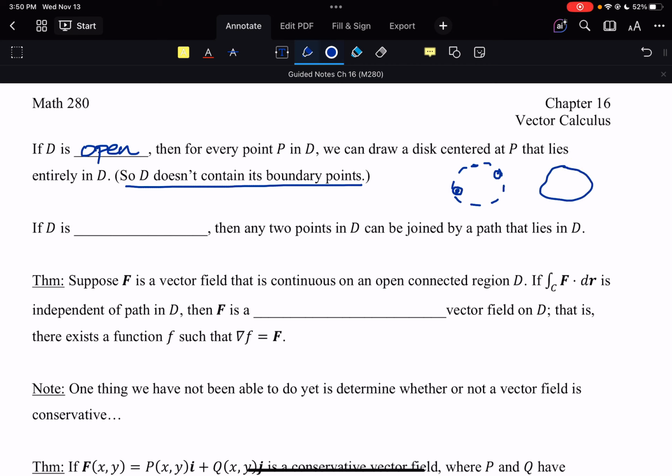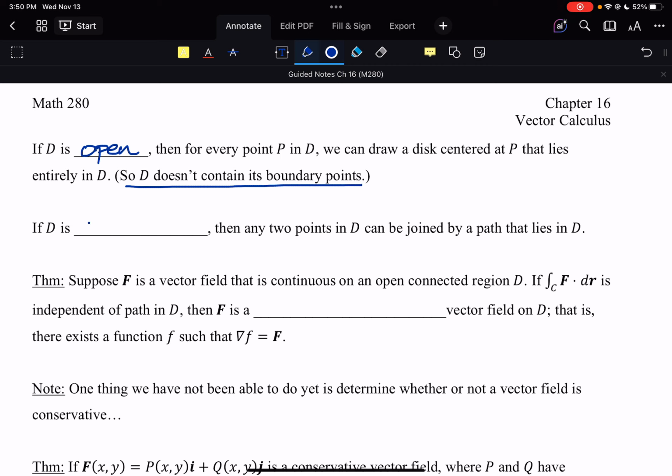Whereas if you have something closed like this, I could put the point right on the edge, and then I can't draw a disk around it because I can't leave the region. So an open region like this just basically means that there are no boundary points along the edge of the region.